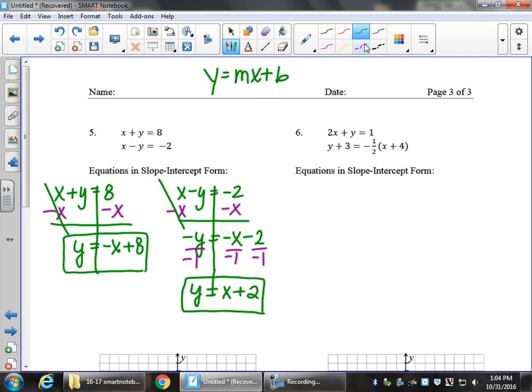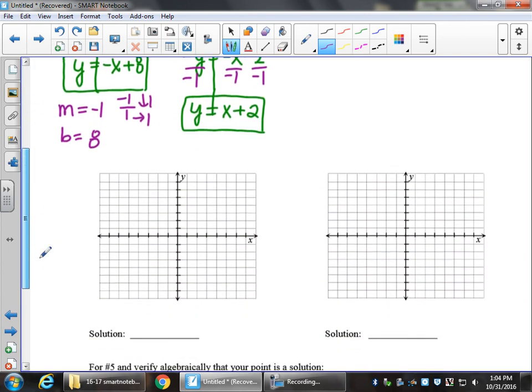So now that I have both in slope-intercept form, I can go ahead and identify m equals negative 1, b equals 8. Remember, this as a fraction would be negative 1 divided by 1. So down 1, right 1. Let's do one line at a time, okay? So looking at that first one, b equals 8. 1, 2, 3, 4, 5, 6, 7, 8. Let me just check. 1, 2, 3, 4, 5, 6. Yep, b at the top.